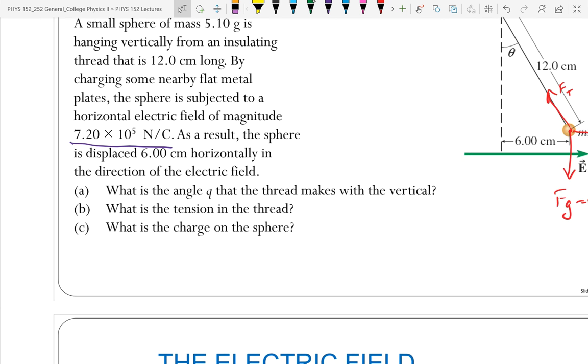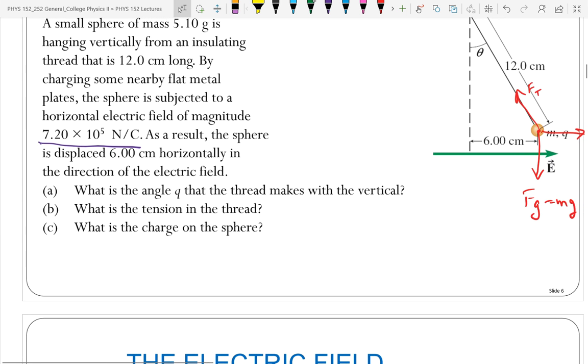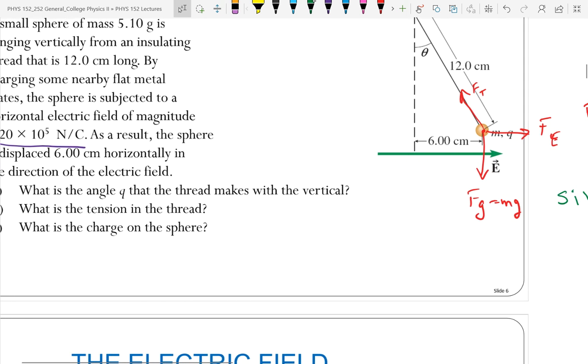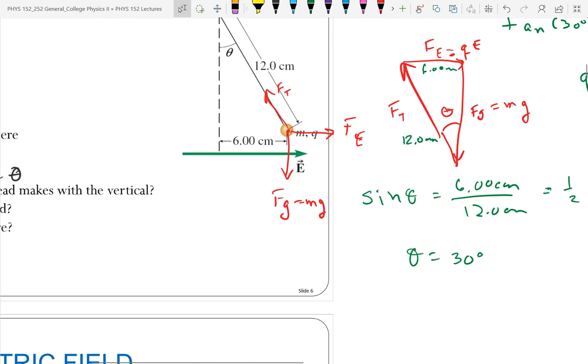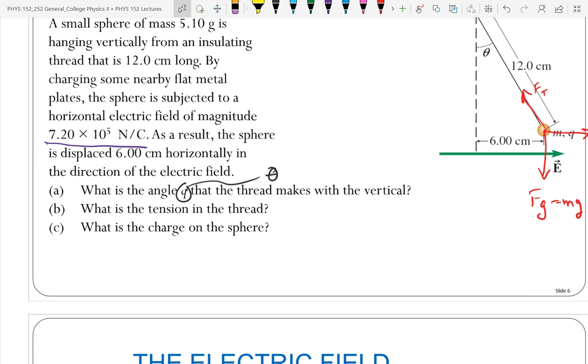And what's the final one? What is the charge on the sphere? Oh, wait. It had Q here, and so I found the charge first. That Q is because it was supposed to be changed to a symbol font and show theta. So I already found theta. That was the first thing I found because, well, I had to use it.